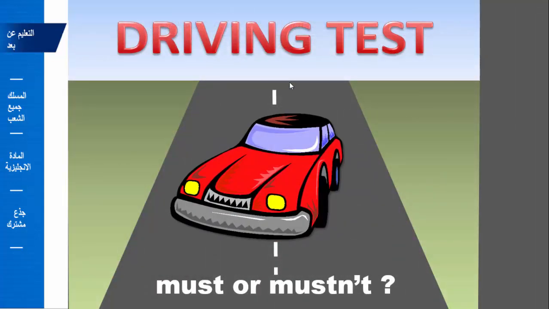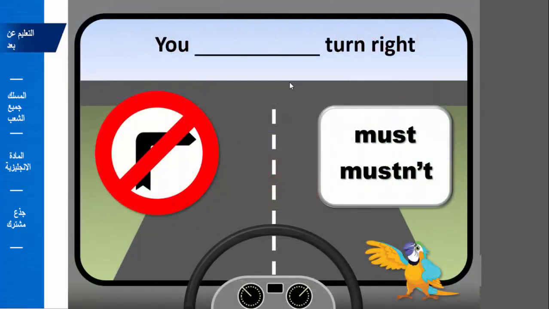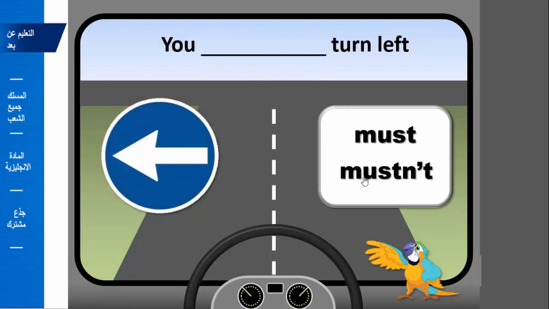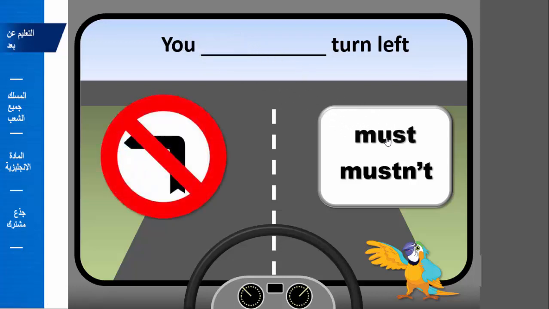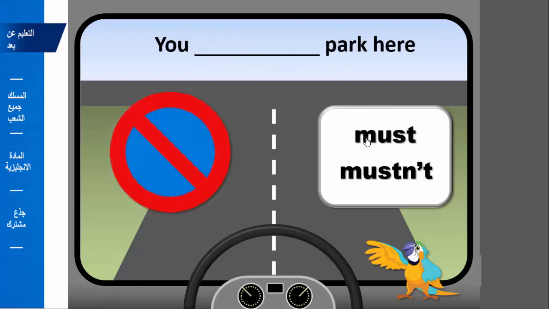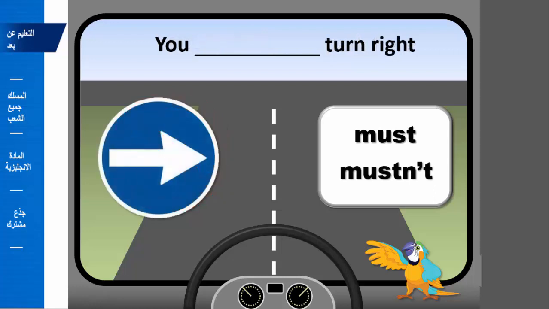Okay, now we will practice using must or mustn't. Here we have, mustn't turn right. Next, you must, positive, turn left. Here we have red, which means you mustn't or you can't do it. You must stop here, okay? This is also the rule. You must stop. You mustn't park here. These are just some examples. You turn right, so which means here you must turn right.